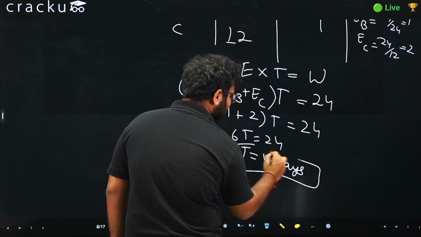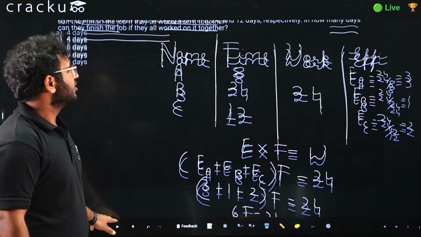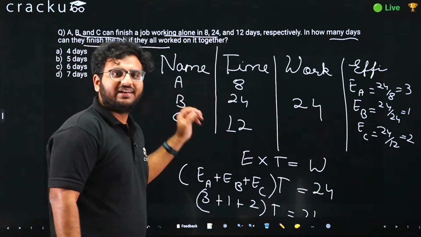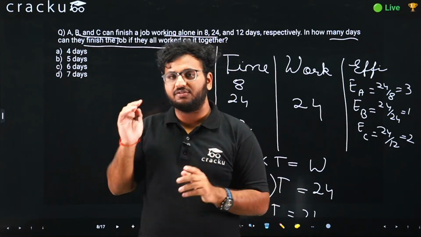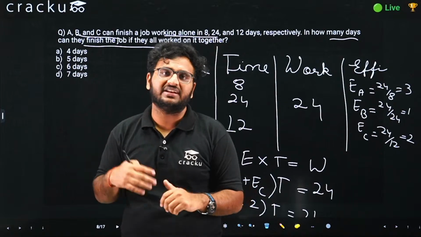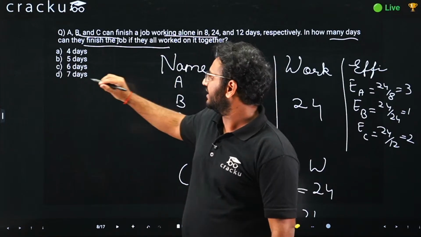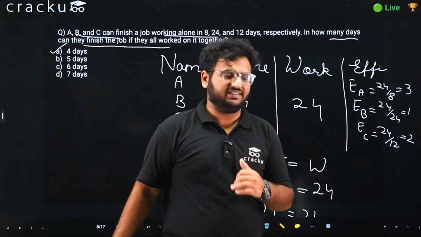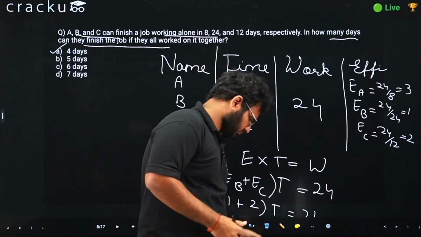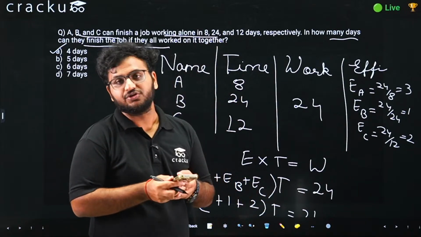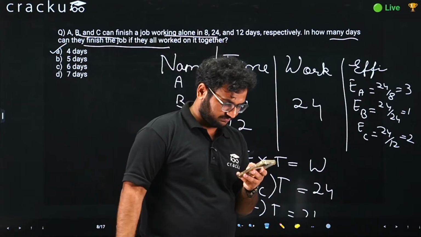See, by taking LCM how easy this question becomes. So make the table, write all of the things which are given in the question and solve the question. So the correct answer is A, 4 days. Yeah, very good, Shushmita. You got it right.